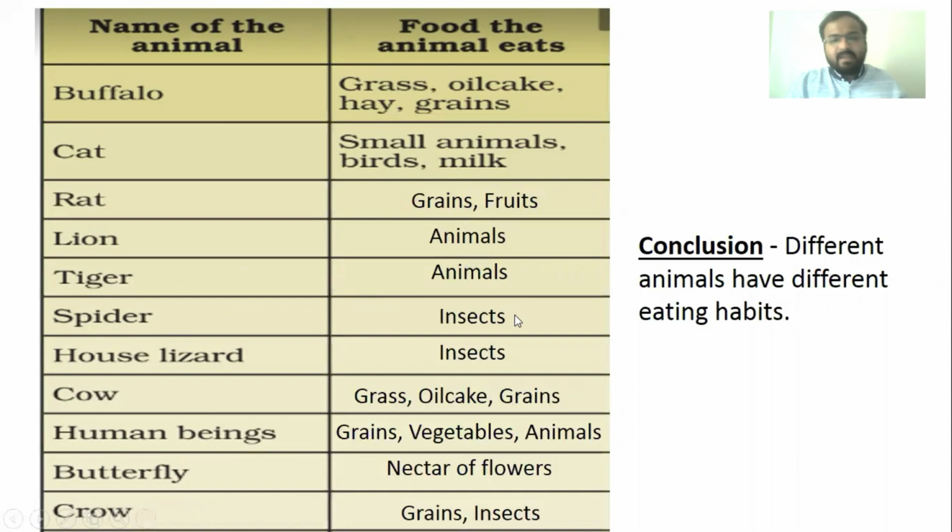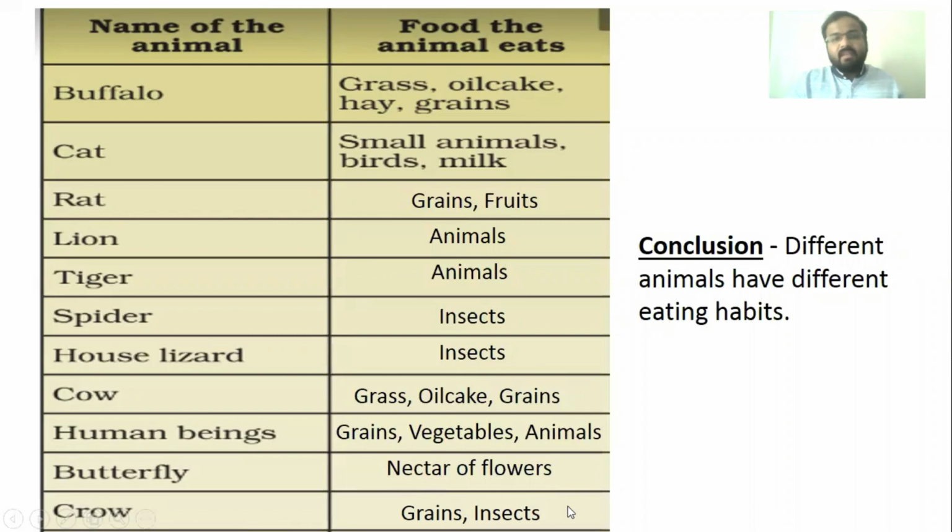Next is spider. Spider eats insects. Next is house lizard. House lizard feeds on insects. Next is cow. Cow eats grass, oil cake, grains. Next, human beings. Human beings feed on grains, vegetables, animals. Next is butterfly. Butterfly feeds on nectar of flowers. Next is crow. Crow feeds on grains and insects.